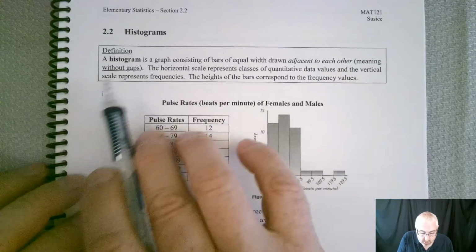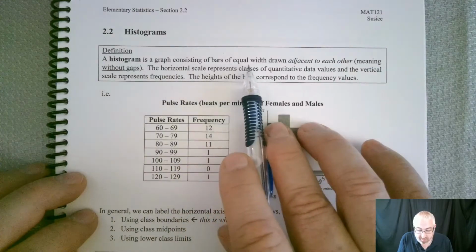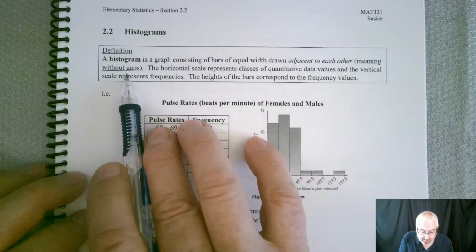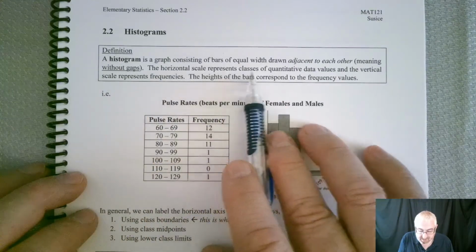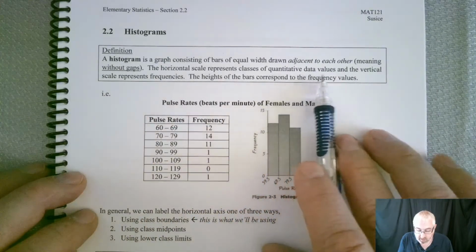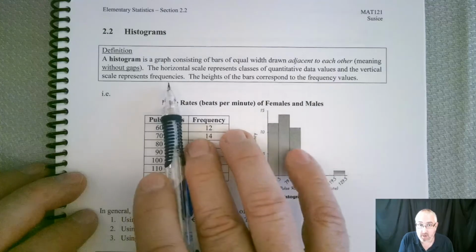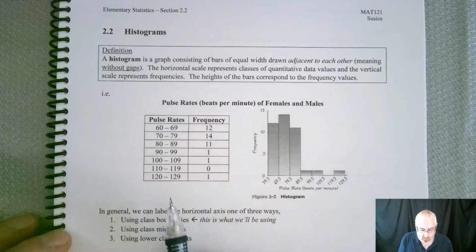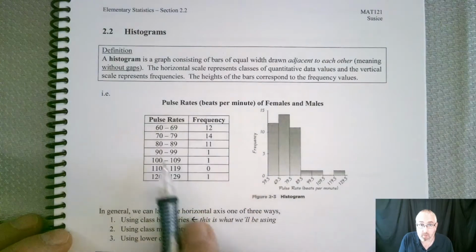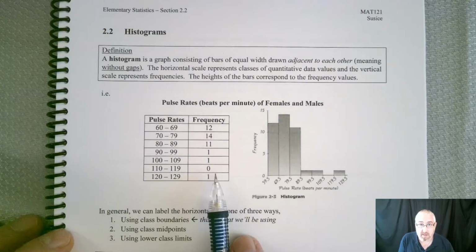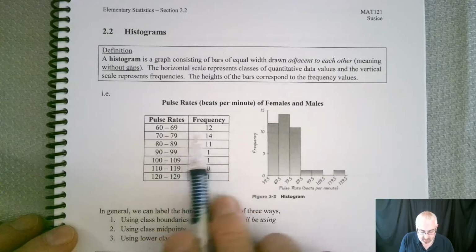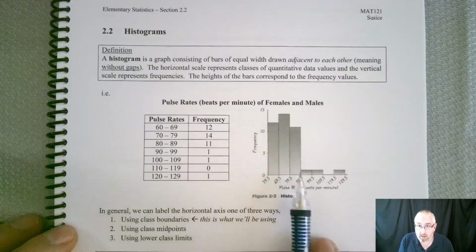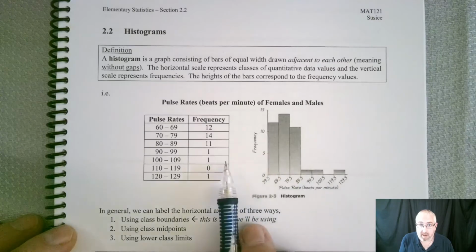So a histogram is a graph consisting of bars of equal width drawn adjacent to each other, meaning without gaps. The horizontal scale represents classes of quantitative data values, and the vertical scale represents the frequencies. The heights of the bars correspond to the frequency values. So our example from before, if we had our pulse rates of females and males, we have all our frequencies listed in here, so we can see all of our bars have the same value.